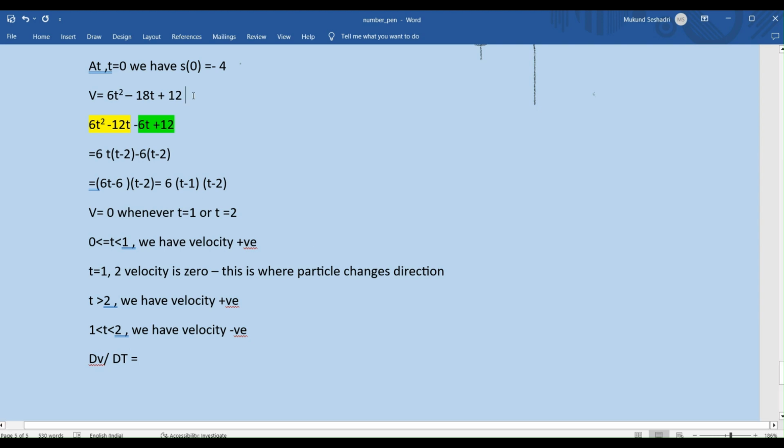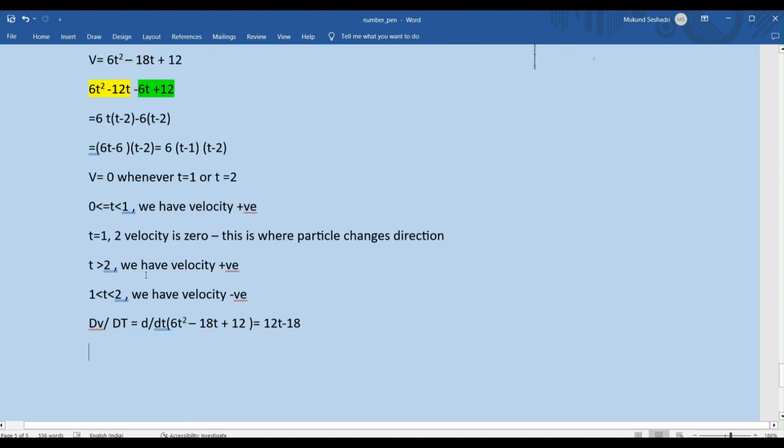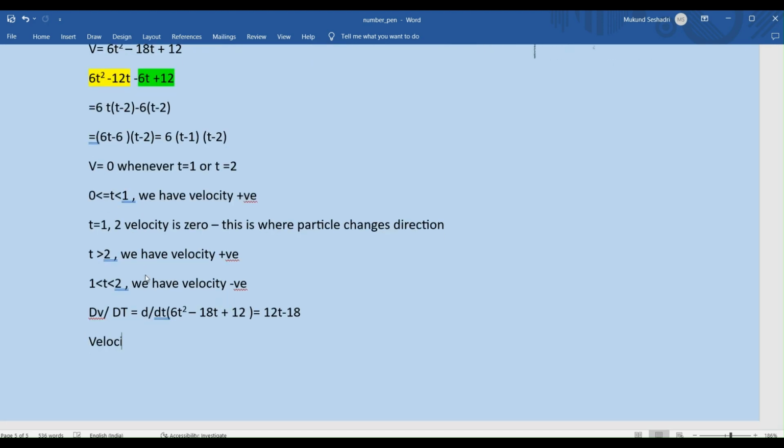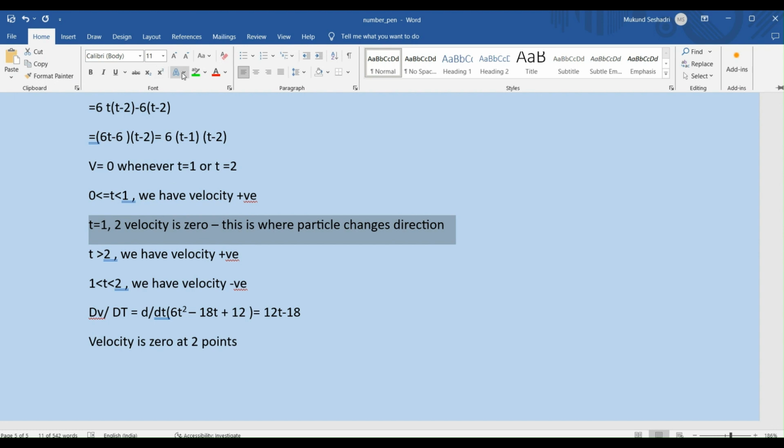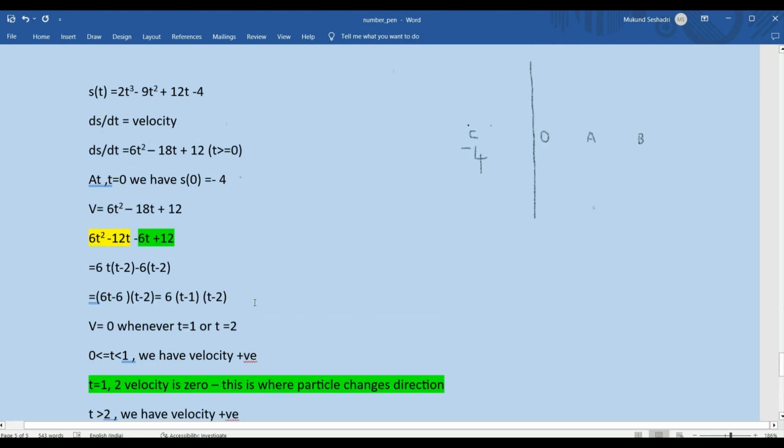So we again pull this up. Let me rewrite this expression here. dv by dt of your velocity expression, which is nothing but 12t minus 18, right? So what I've been asked: find the particle's acceleration each time the velocity is zero. So when does the velocity become zero? The velocity is zero at 2 points, which we discussed earlier. This is where, let me highlight this again, and dv by dt is the acceleration.